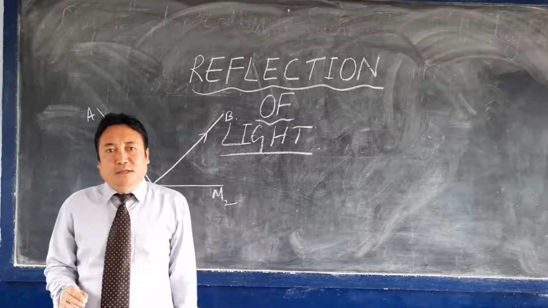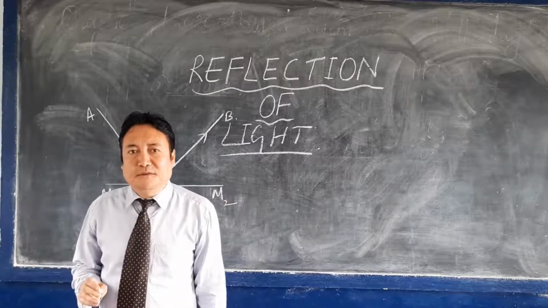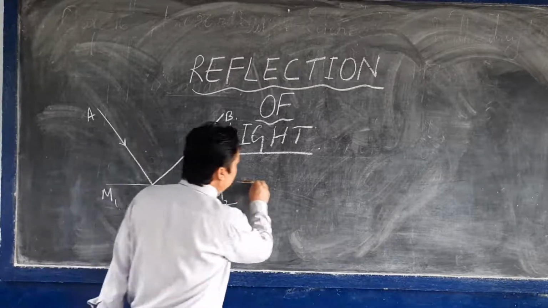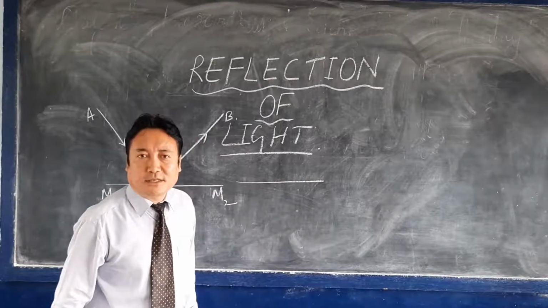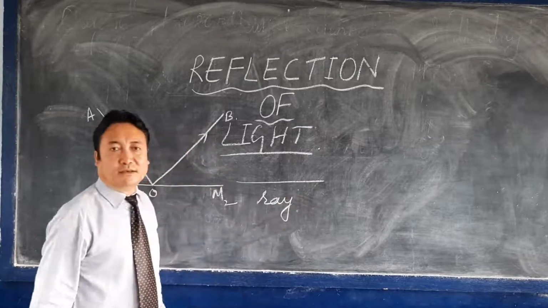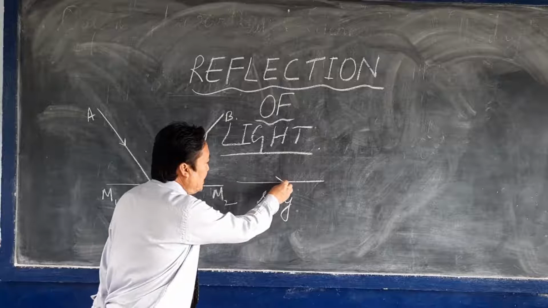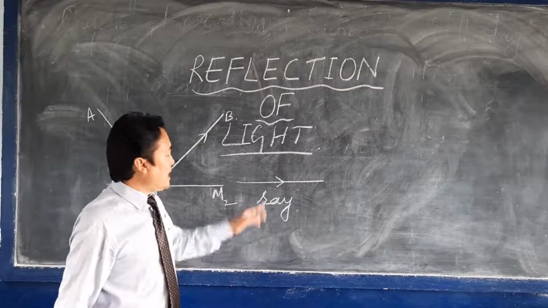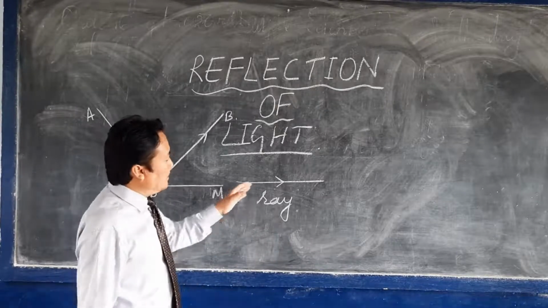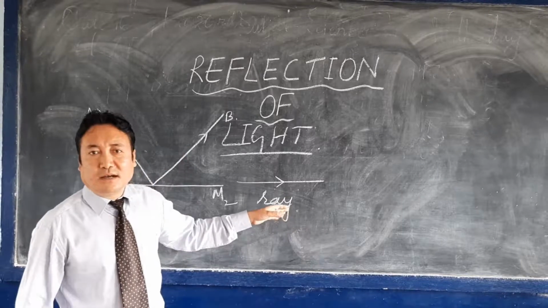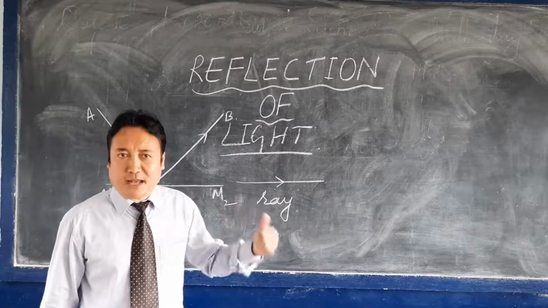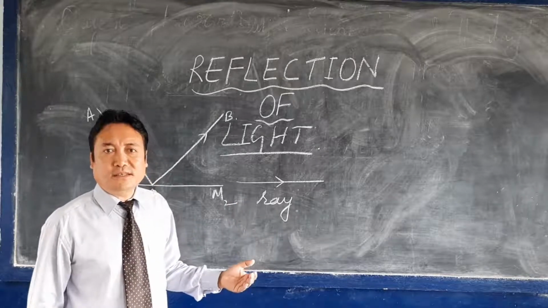Now let us consider a beam of light. A beam of light means a collection of rays of light. If I draw a line, this line denotes a ray, which we call a ray of light. This ray of light can be given by an arrow, and this arrow indicates the direction of the ray of light. A ray of light means a straight line path in which light travels.